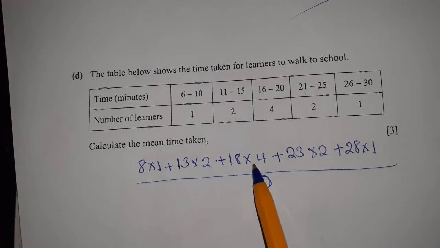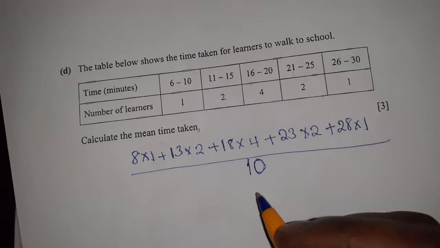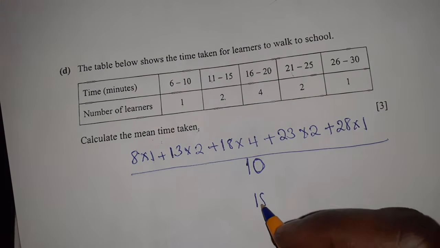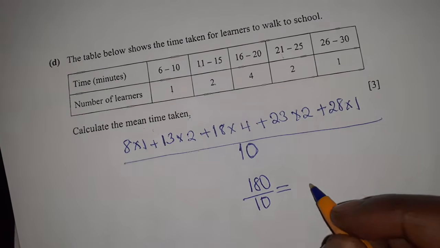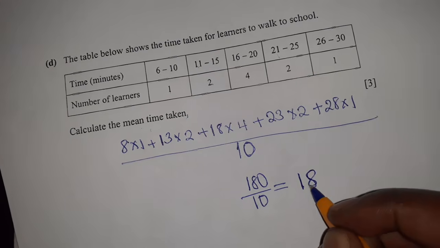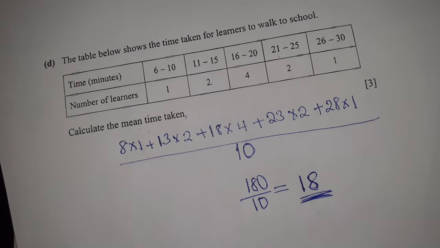Okay, so you multiply all these and add. You multiply, add, you multiply, add, you multiply and add. Then you are going to get 180 over 10. And this is going to give you 18. Okay.